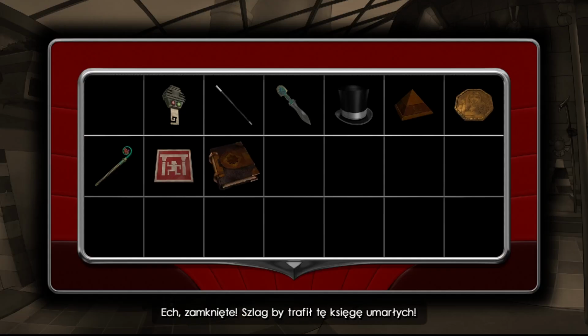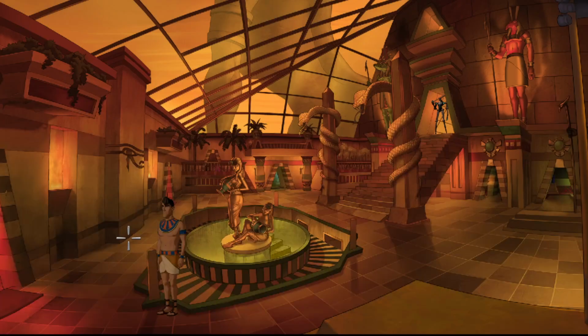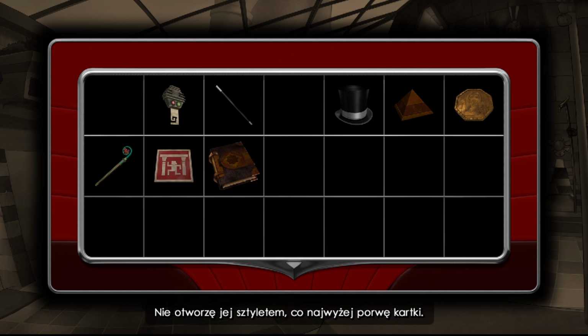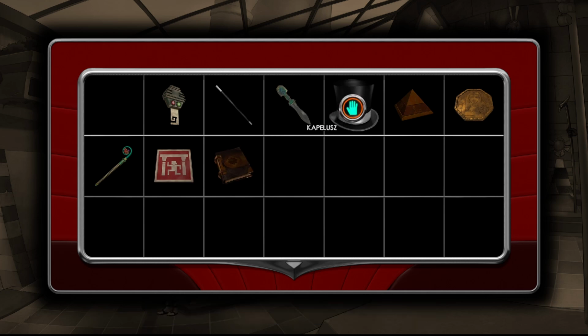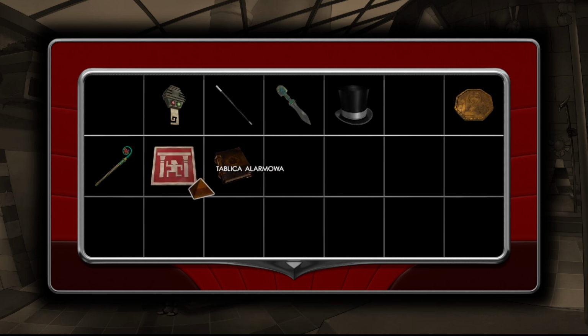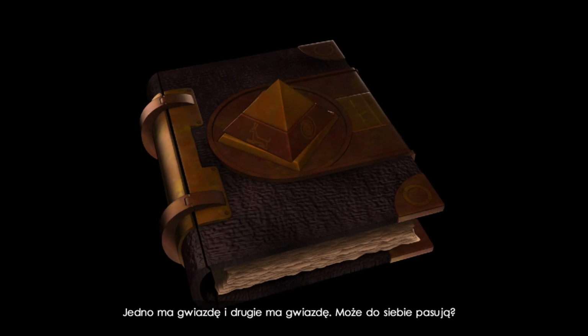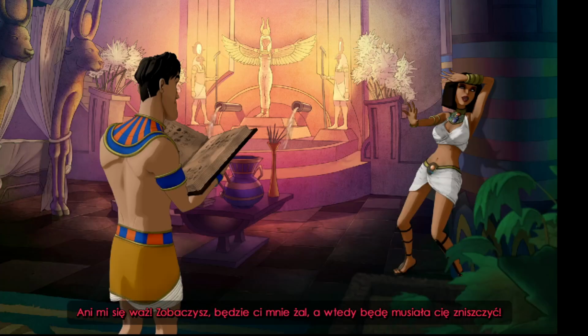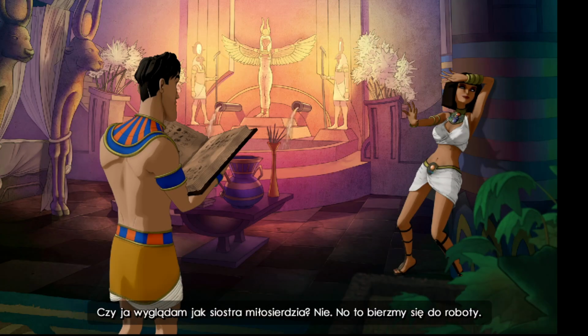Oh, it's locked. Cursed Book of the Dead. It can't be opened with this. I'll only damage it. Both have a star. Do they fit together? Touchdown! And now? Don't you dare. You'll end up feeling sorry for me, and then I'll have to destroy you. Do I look like my name is Sister Daniela? No. Let's get on with it, then.